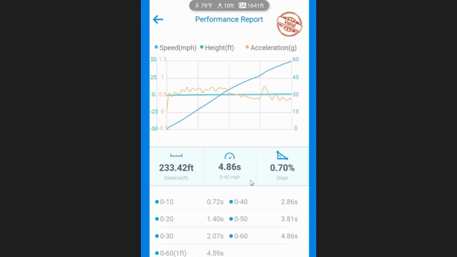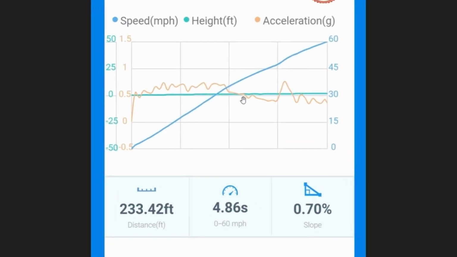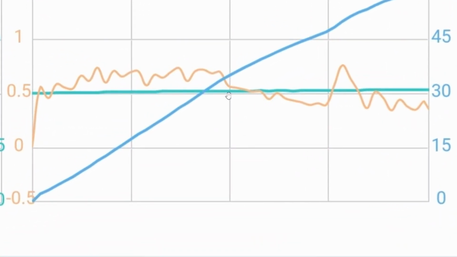Okay, back home. So let's go ahead and take a look at what we got here. I first want to show the drag graph. So we're going to go ahead and look at the drag graph here. And as we can see, 4.86, not the fastest run. This is about like the average of what this car does. And I'm just gonna zoom in here. You can still see this dip.